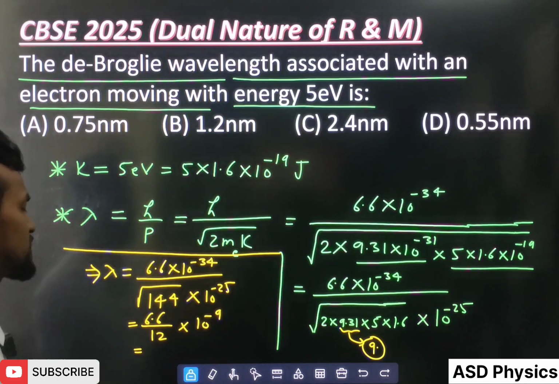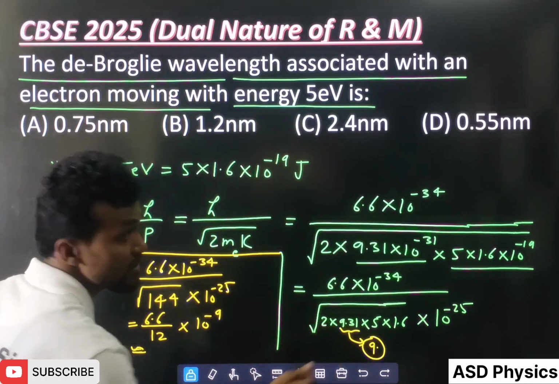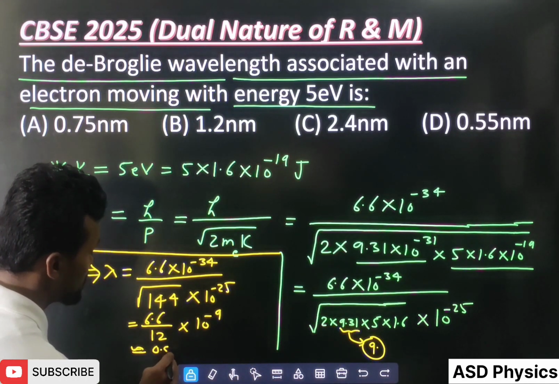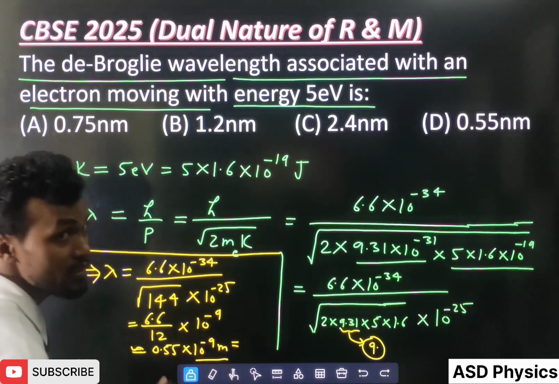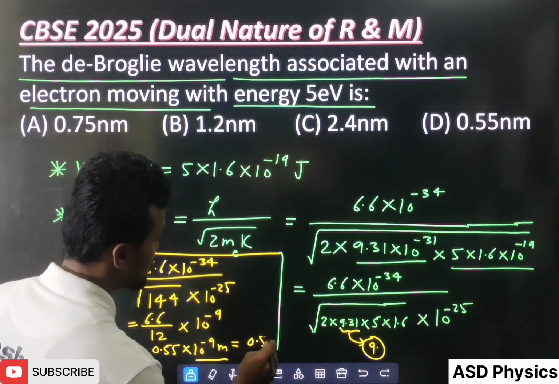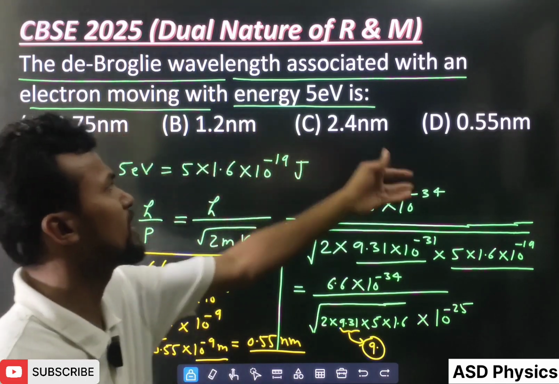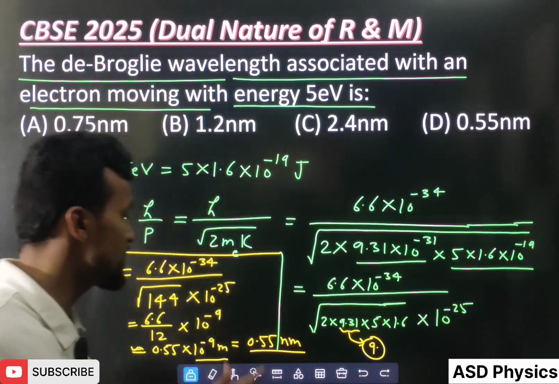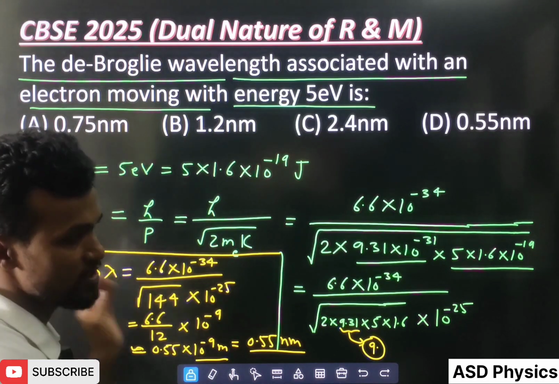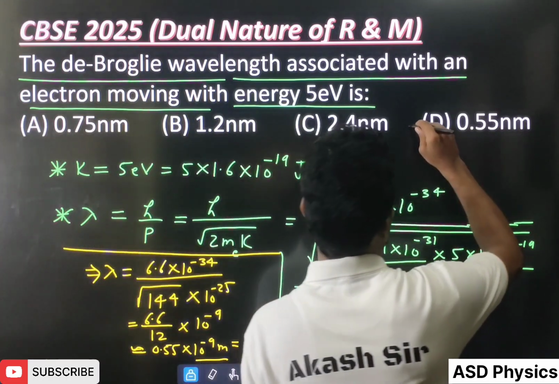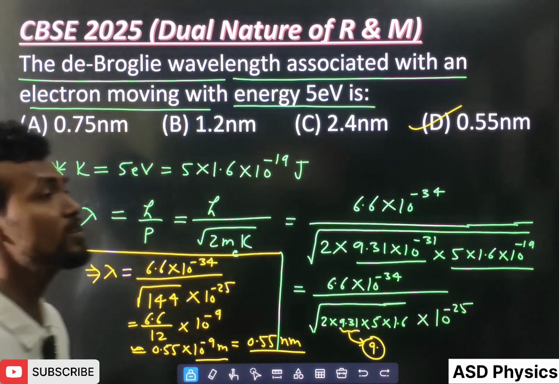When you simplify this 6.6 by 12, it will come approximately, since I have taken 9.31 as 9, nearly 0.55 into 10 to the power minus 9 meter. 10 to the power minus 9 meter means nanometer. So we can write here 0.55 nanometer. Why have we done the approximation? Because all the options are far apart, not very close. So what is the answer? 0.55 nanometer. We have used the de Broglie hypothesis. All this calculation is there. If you know some other way to shorten the calculation, you can do it. But anyhow, the answer is option D, 0.55 nanometer.